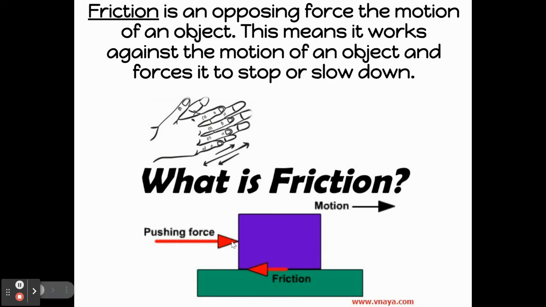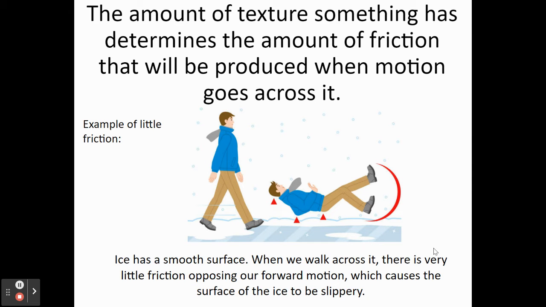Here we see a pushing force on this box. Well, it's moving forward, the motion is forward, but the ground underneath the box is creating friction against the box. And the friction is actually pushing the opposite direction that we are on this side of the box, which slows down the motion of the box. The amount of texture something has determines the amount of friction that will be produced when motion goes across it.